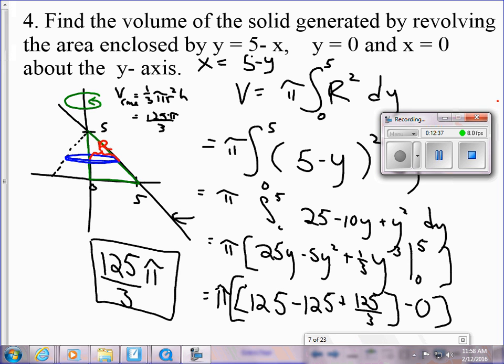Well, when you put the 5 in, the first two terms knock each other out. So you only have the last term. 5 cubed is 125. That's what I'm thinking.